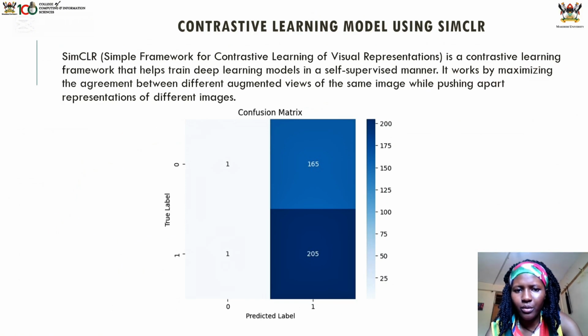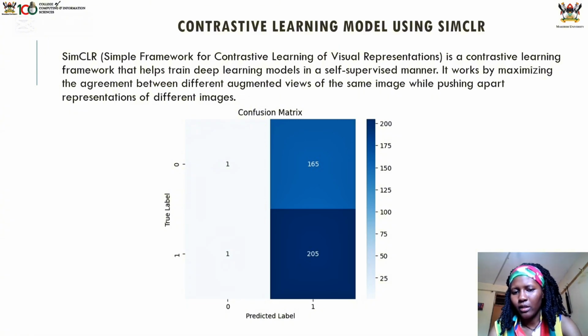We created another model using contrastive learning. Another contrastive learning model using a simple framework for contrastive learning of visual representations. And while training this model, we realized that the images that came out were actually not predicted so well. It had an accuracy of around 50%.